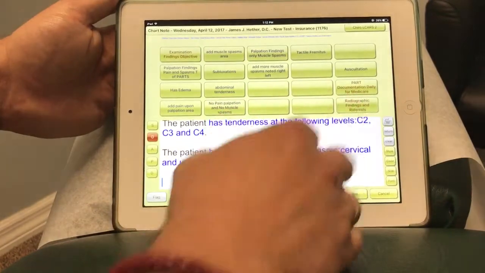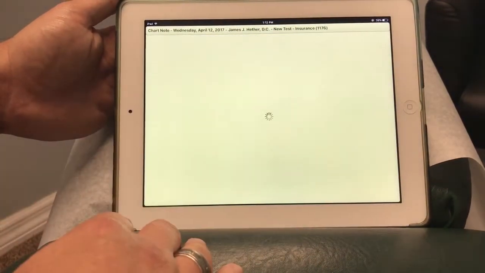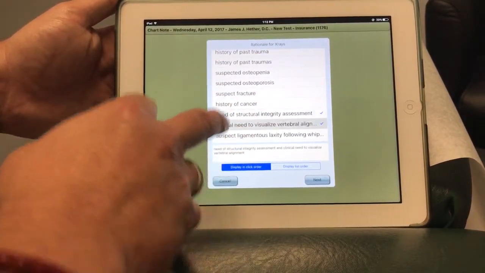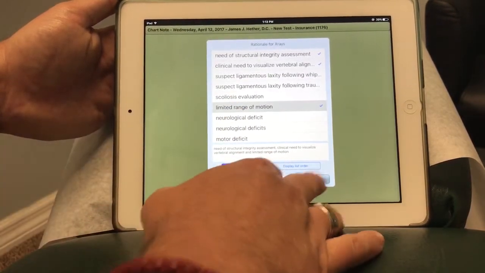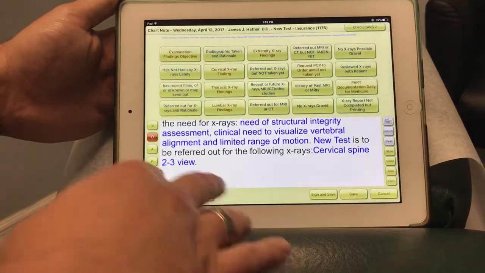From there, we go over radiology. The patient has not had any recent x-rays, and I'm going to send them out for x-rays because we want to see the integrity, we want to look at the alignment, and they have limited range of motion. So there's our rationale. Send them out for a 2 to 3 view cervical spine.